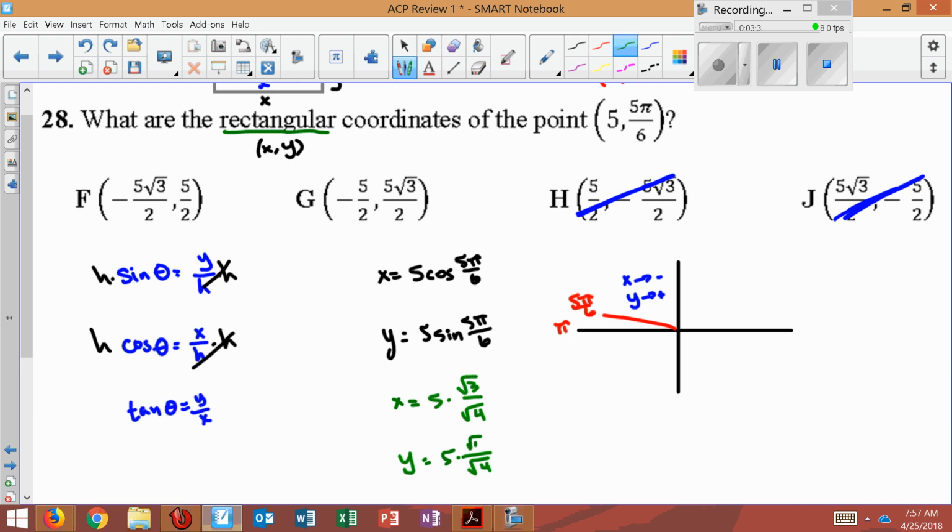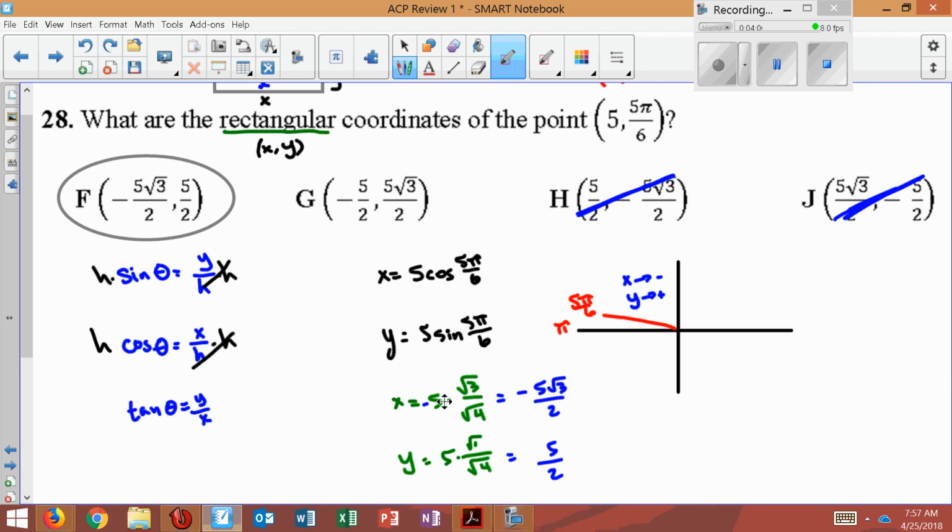Now I simplify this. By the way, I forgot to put in there that x is negative. So this is negative 5 square roots of 3, all divided by 2. And over here, we'd have 5 times 1, which is just 5 over 2, because the square root of 1 is 1 and the square root of 4 is 2. So these would be my points, and I'm looking at F being the correct answer.